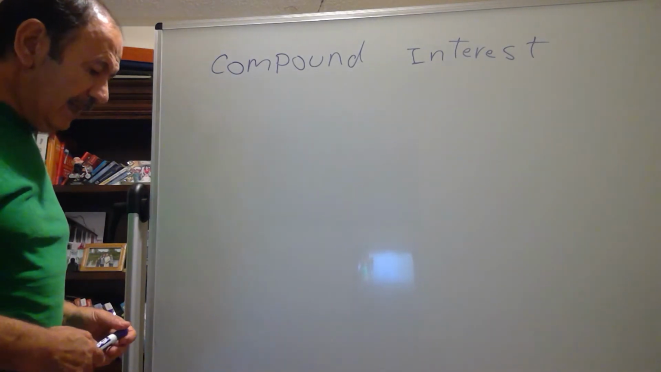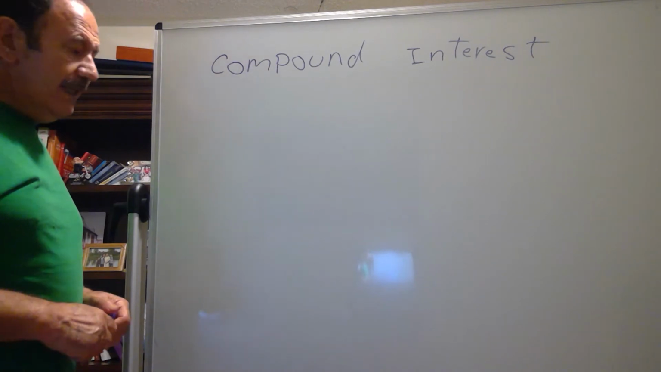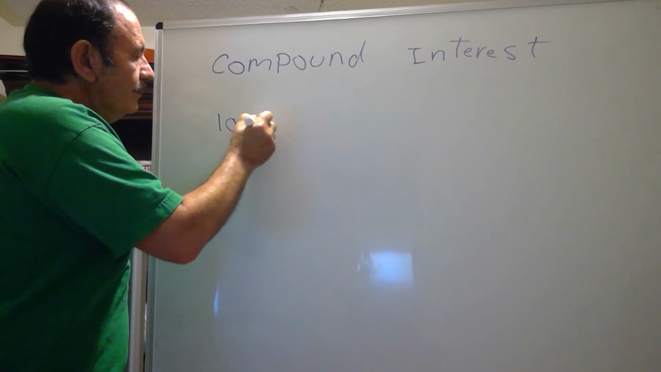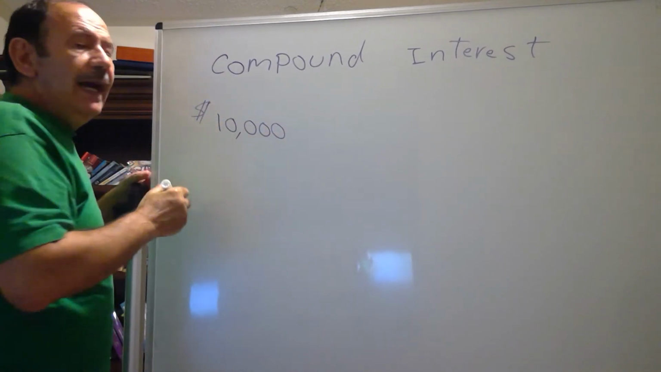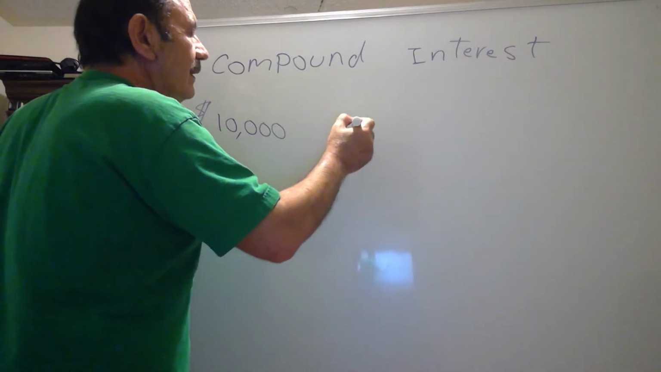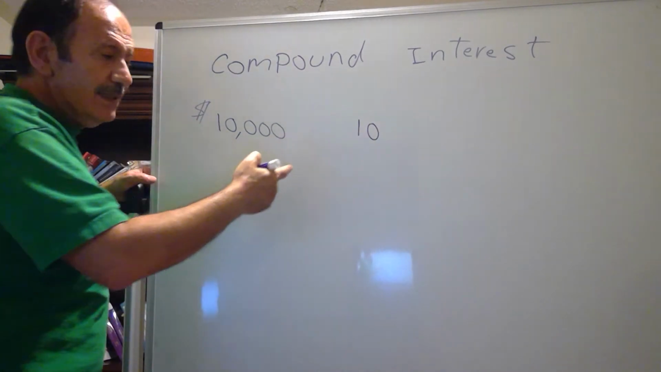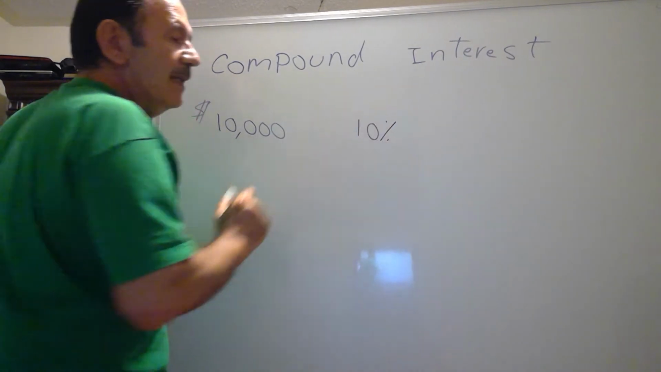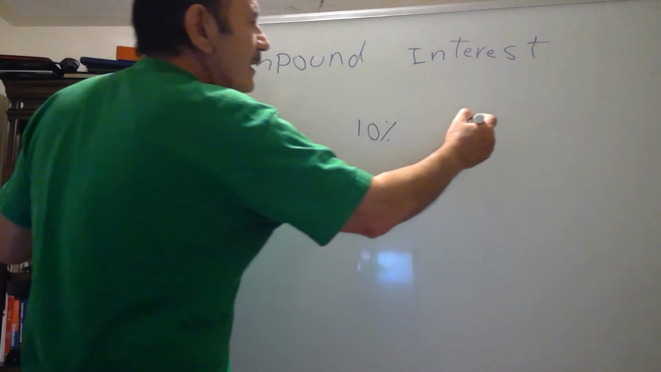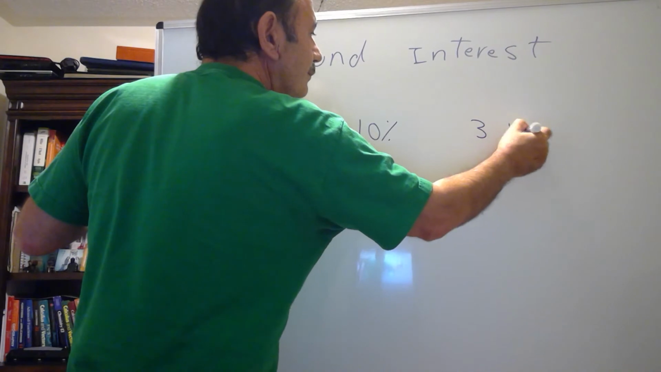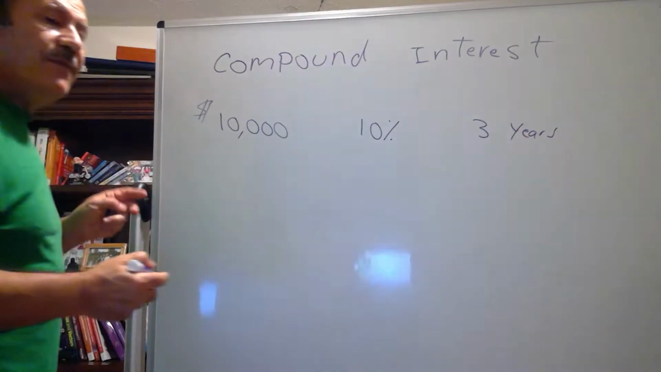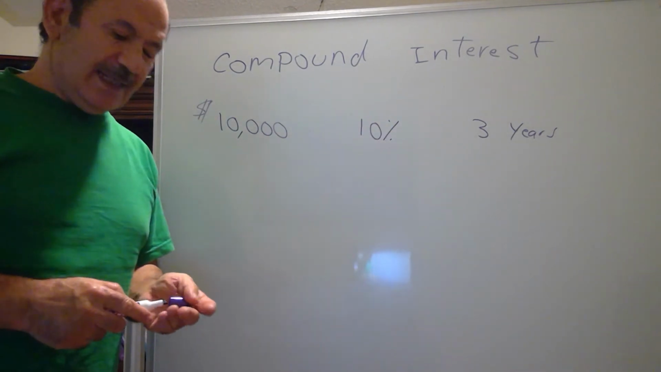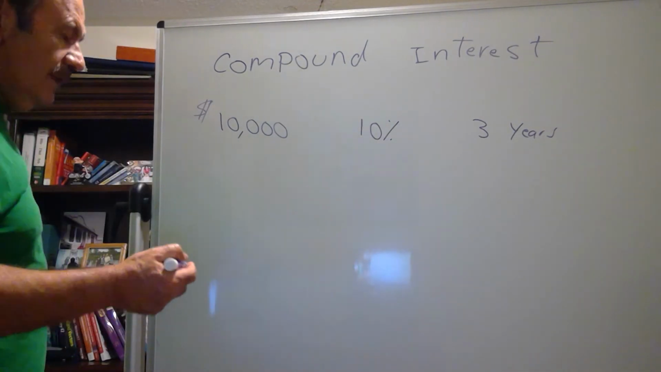Let me explain with an example. Let's say I invest $10,000 at an interest rate of 10%. I'm just using $10,000 and 10% to make it easier to calculate. Let's say for 3 years. If I invest $10,000 at 10% annually for 3 years in simple interest, how do we calculate it?